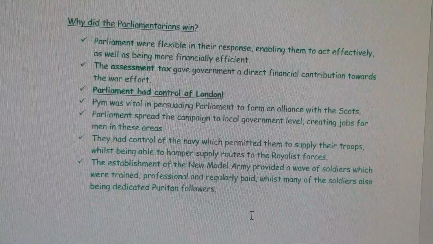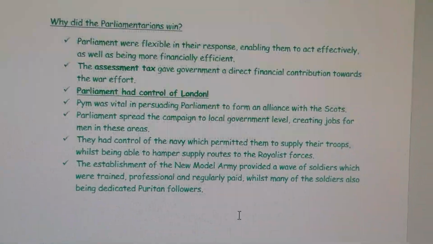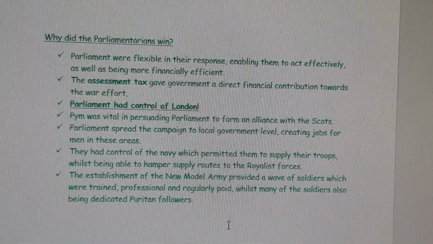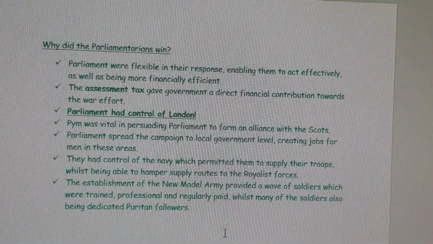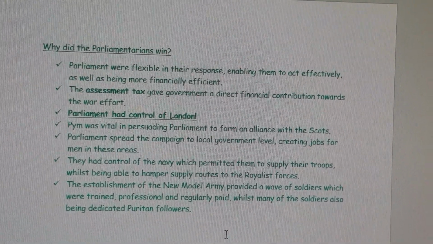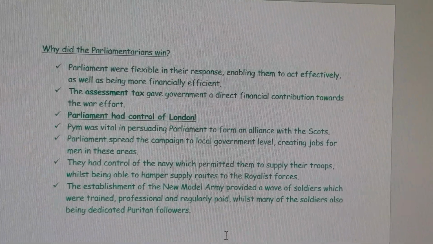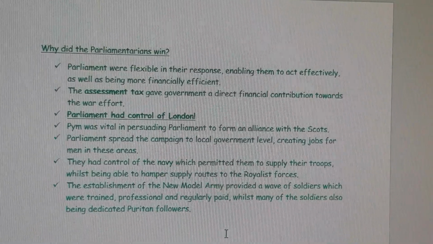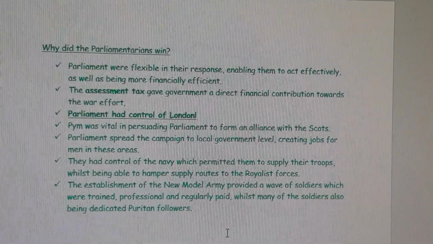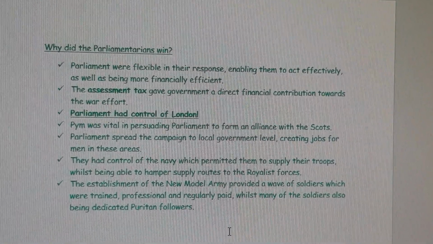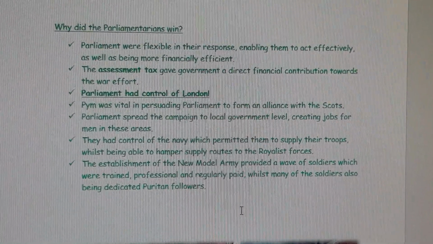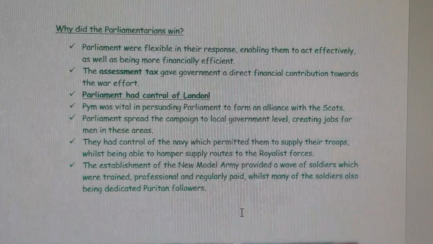In contrast, we have, why did the parliamentarians win? Parliament were more flexible. Charles is very rigid in how he views the world from both a political and a military perspective. So Parliament were much more flexible in their response. If a particular campaign wasn't effective or didn't prove to be successful, they would adapt, and that enabled them to act effectively, as well as being more financially efficient.